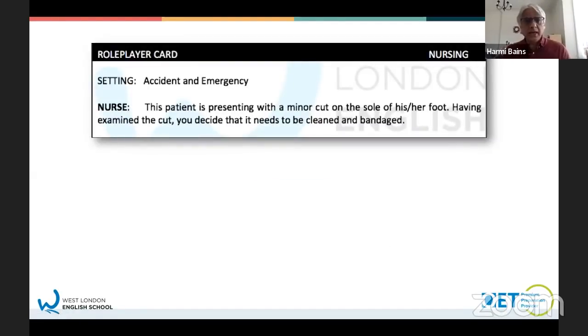We've got here a nursing task. If you're watching this and you're a doctor or a vet, optometrist, please just keep watching because you'll find this useful. And here in this role play, you're in A&E, accident and emergency. And it tells you that the patient is presenting with a minor cut on the sole of his or her foot. Having examined the cut, you decide that it needs to be cleaned and bandaged.